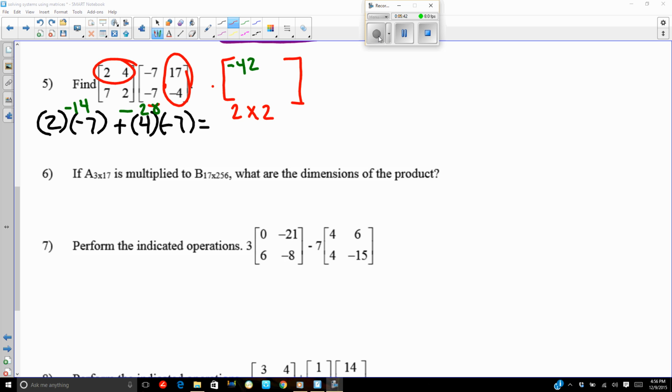So every row has to be multiplied by every column. So now I'm going to take the first row, multiply it by the second column. Same process. So that's 2 times 17 plus, remember we're adding the products here. You only subtract when we're finding the determinant of the matrices. So we're adding the products. So 18 goes in the next spot.